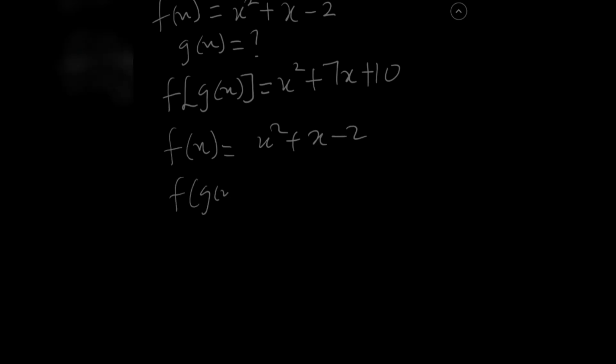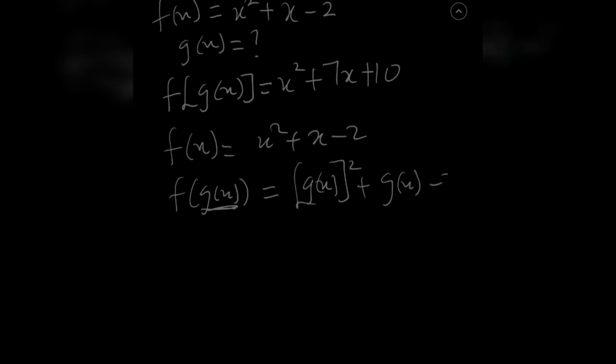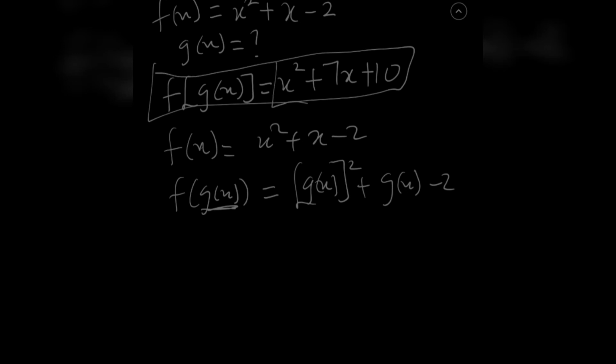So f of g of x means, by comparing this x here and then g of x here, we are just replacing x with g of x. So we get g of x squared plus g of x then minus 2. Okay, this is f of g of x. But then f of g of x from the question was given as this. So that means this is the same thing as this one, so we can equate them and then find the value of g of x.